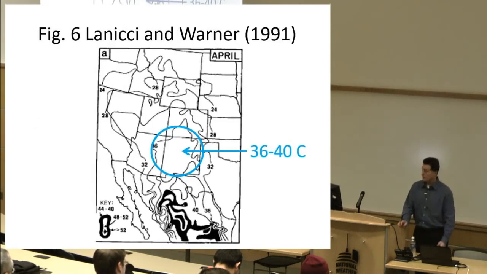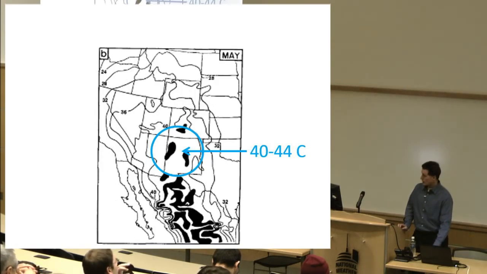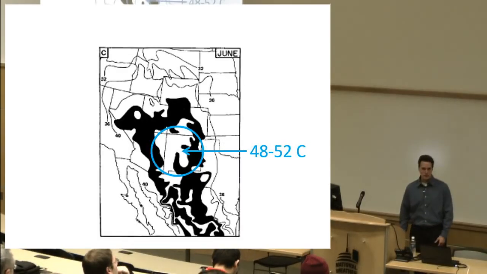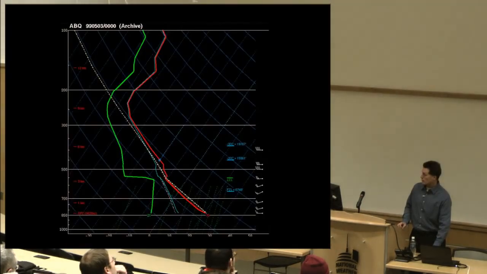Okay, so this is their climatology, and this is from April. You get potential temperatures 36 to 40 C. I'll illustrate this in a second on a sounding. As we continue into May, you warm to 40 to 44 C, so it's substantial warming, and then June 48 to 52 C. So that's quite a bit of warming, and that's, again, the seasonal warming of the surface temperatures over the elevated terrain.